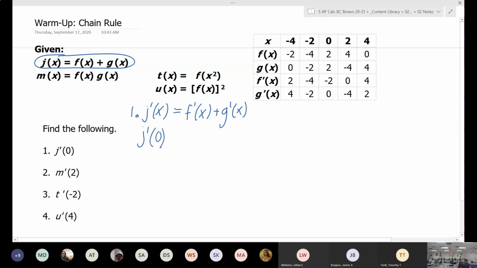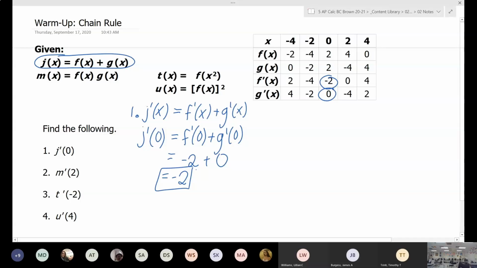So I'm trying to find J prime of 0. That's going to be the same thing as f prime of 0 plus g prime of 0. And I can use the chart provided to evaluate that. So I don't know what f is. I don't know what f prime actually is. But I do know that f prime of 0 is -2. And I know that g prime of 0 happens to be 0. So what is this J prime of 0? J prime of 0 ends up being -2. And depending on the function, sometimes different rules are involved.